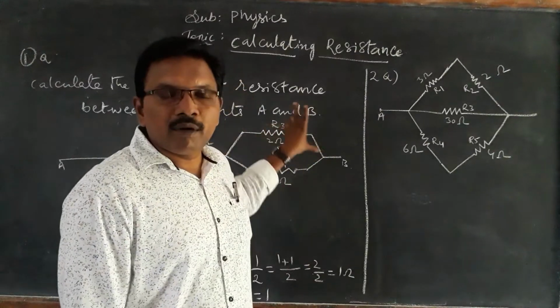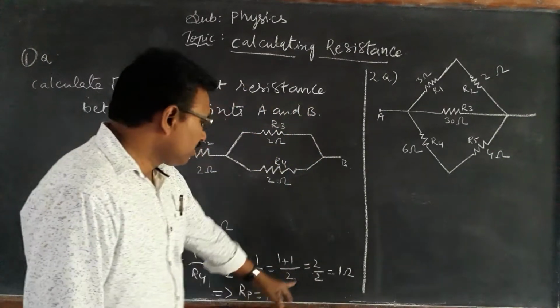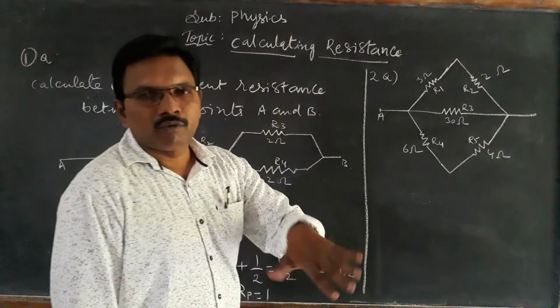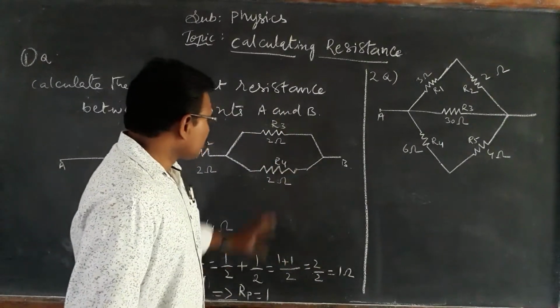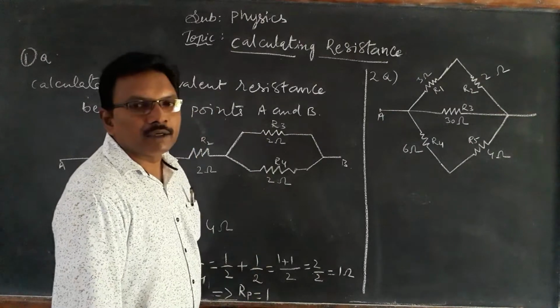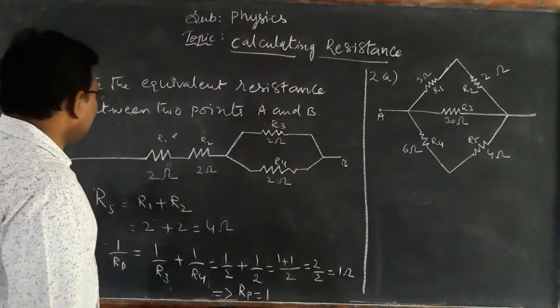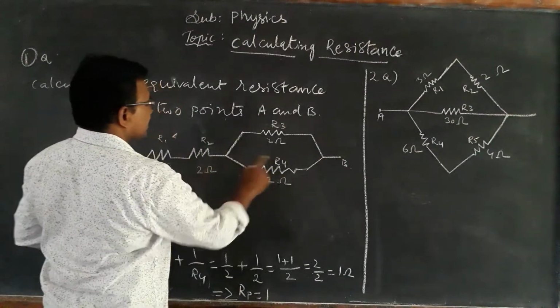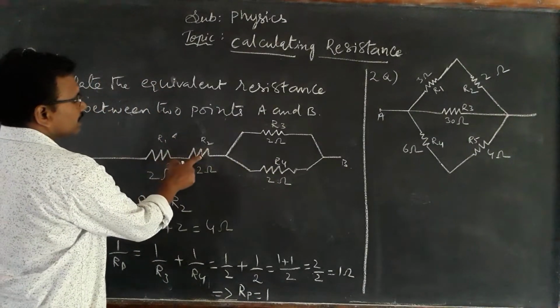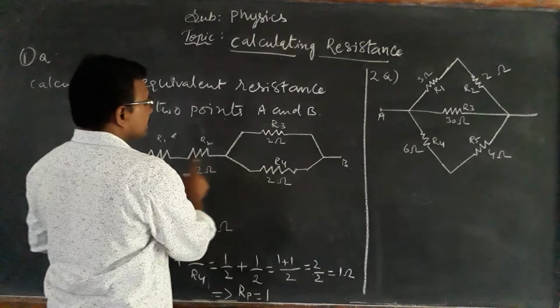You get the sum of parallel resistors. Here anyhow you got 1 only. Reciprocal of 1 is 1 only. So the total parallel resistance is 1. Now see, these two and this total are in series. This and this total, the connection is in series.